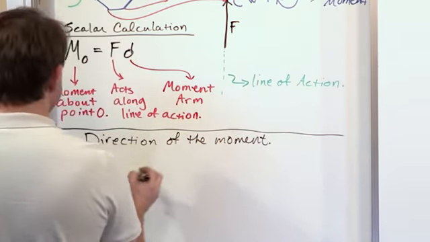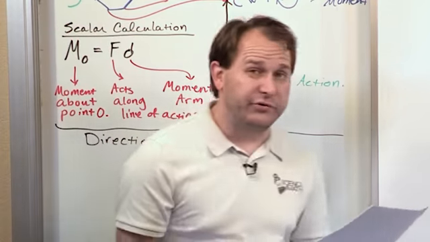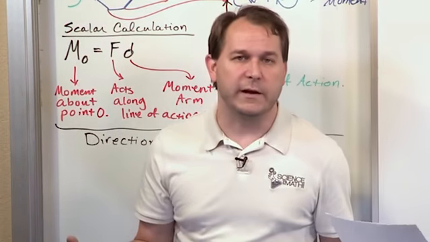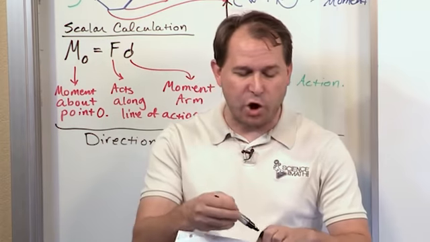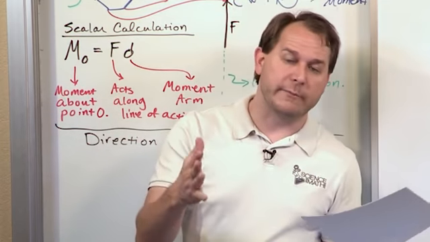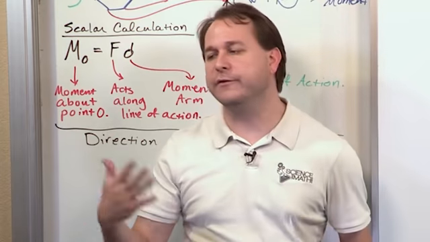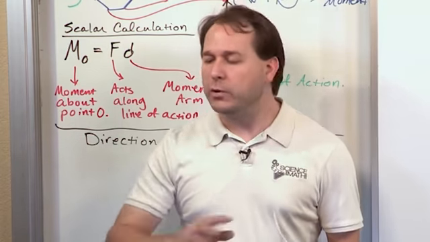Now, I kind of hinted before a few times, and I actually told you that the moment is a vector quantity. In reality, if you have an arbitrary moment arm and an arbitrary force, what you do is the cross product of the two vectors. We're going to get to that later.